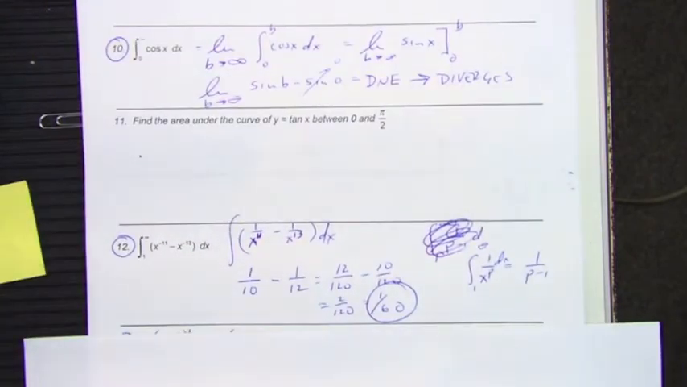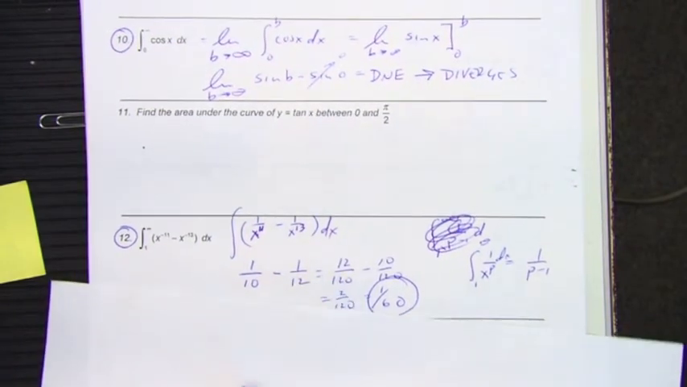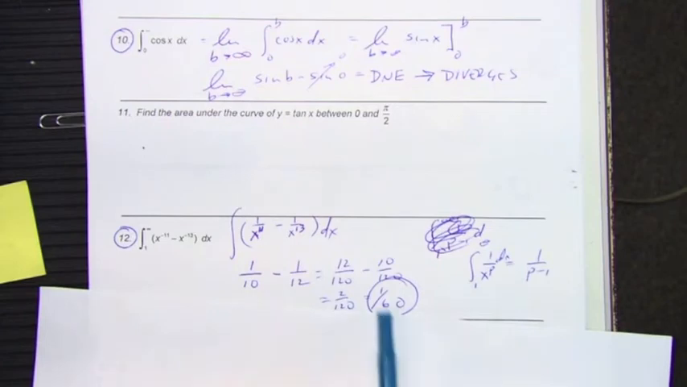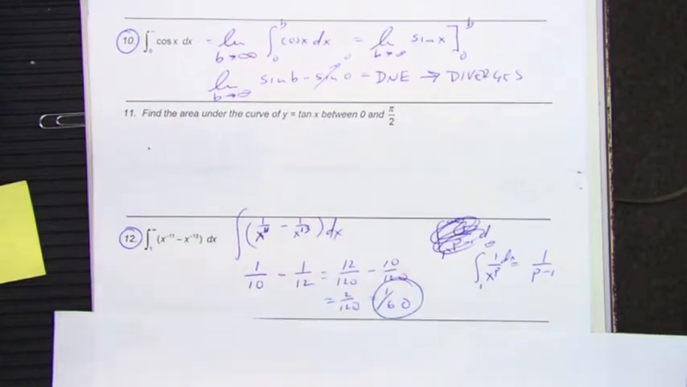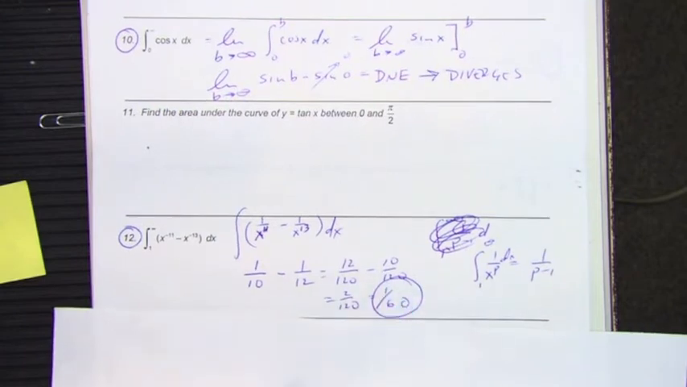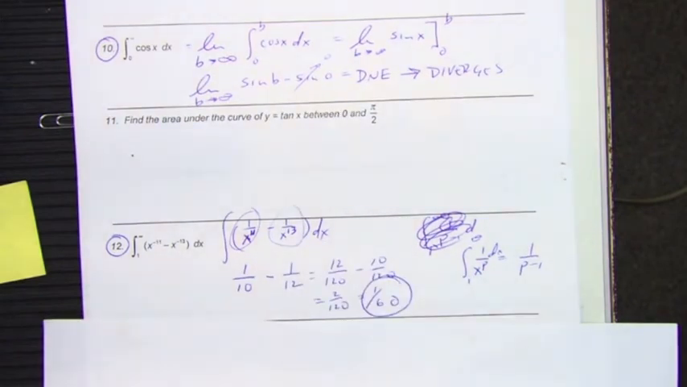All right, so number 12, did you get 1/60th? Because couldn't you apply this? Isn't that just 1/10? Isn't this 1/12th? So I get a common denominator. Do you remember how to find a common denominator? So that's 12 over 120 minus 10 over 120 gives me 2 over 120, which is 1/60th. Because can't you break it up into two integrals if you want to? That's the simplest way to do it. Don't try and combine them together.